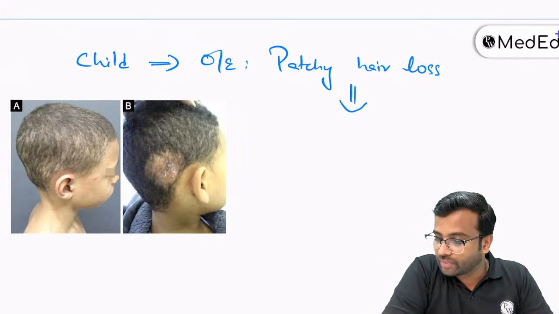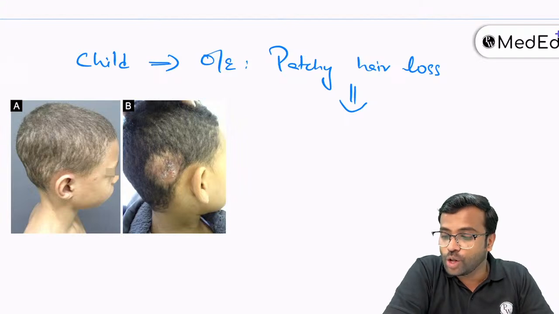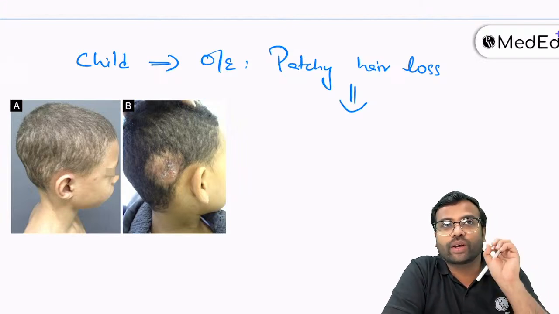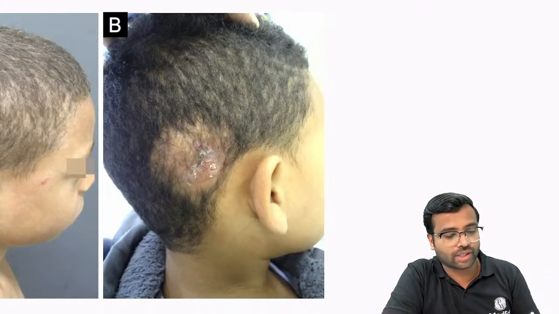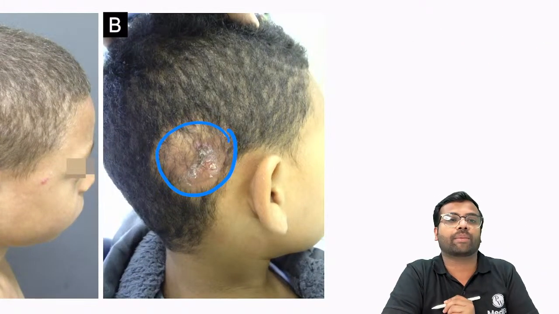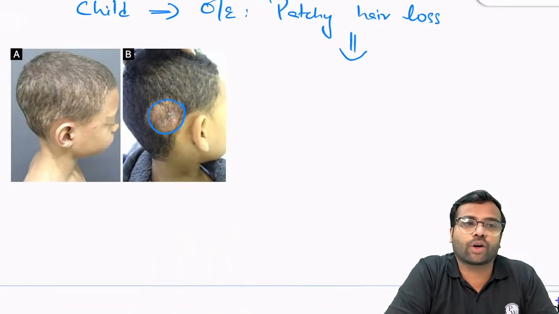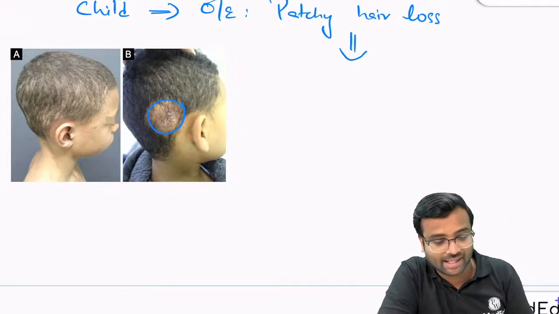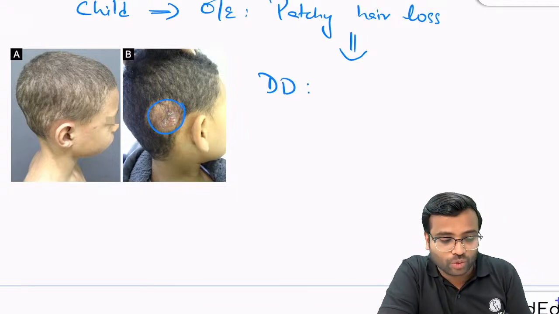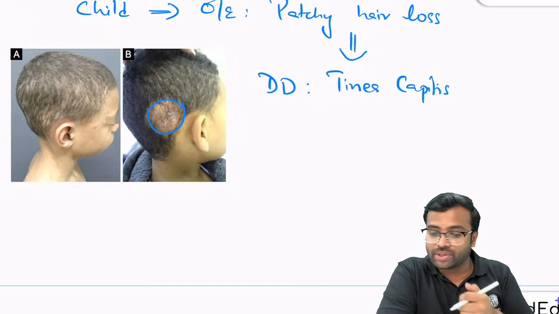Yes, autoimmune, more in females, I completely agree with you. Now, can you answer this one? Whenever you see a child coming to you with patchy hair loss, a circumscribed hair loss, this is called patchy hair loss. In this patchy hair loss, if it is a child, what should be your differential diagnosis? Excellent. Your differential diagnosis here should be Tinea capitis.